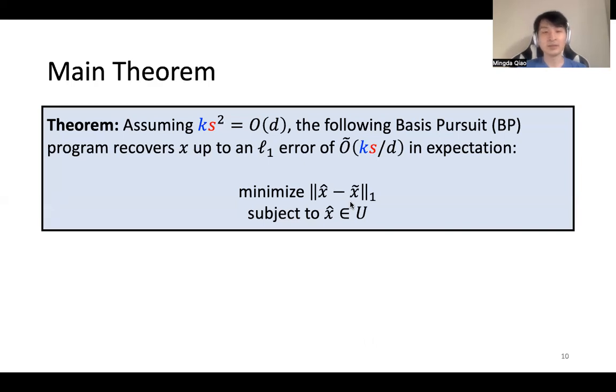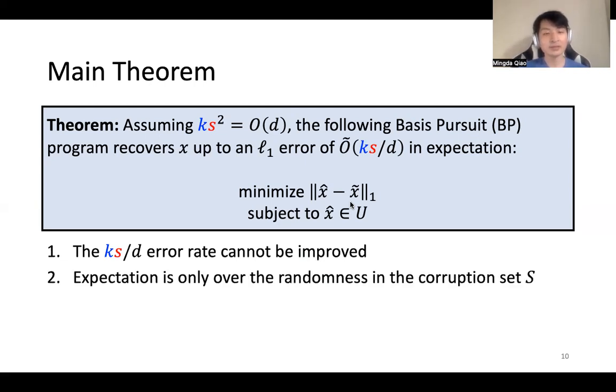So this is our main theorem. It says when Ks squared is big O of d, this is an efficient algorithm that recovers the clean data X up to an L1 error of big O tilde Ks over d in expectation. This is achieved by a fairly straightforward algorithm for the basis pursuit or BP program that simply finds the vector X hat in subspace U that is closest to the corrupted version X tilde in L1 distance. Again, it's easy to see that this Ks over d error rate cannot be improved.